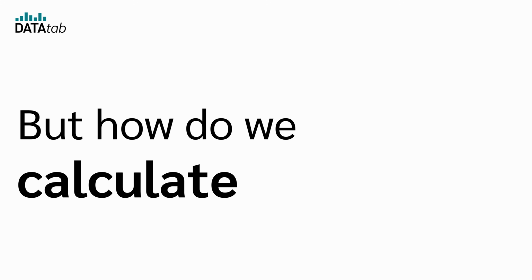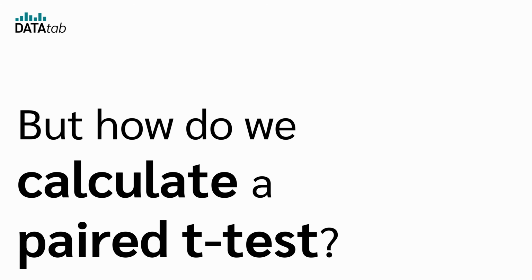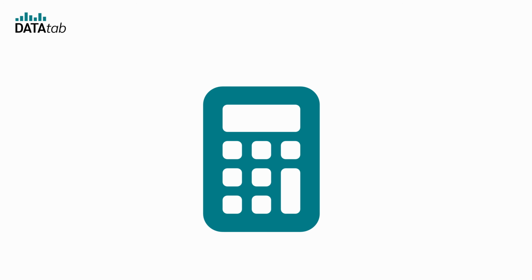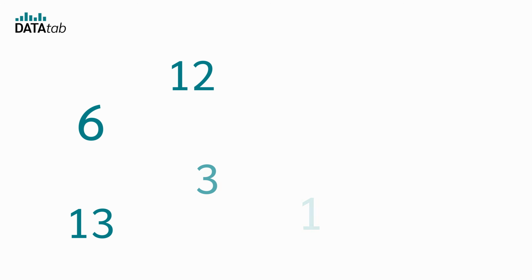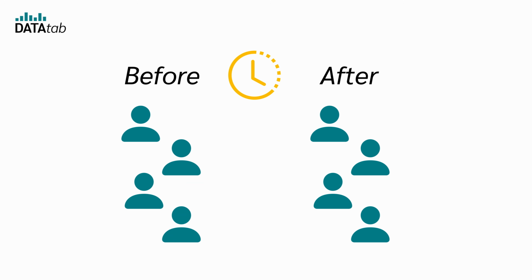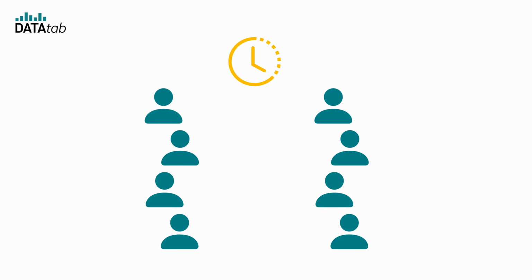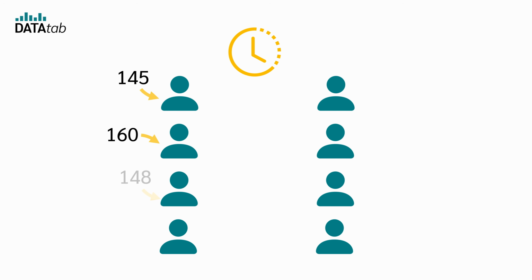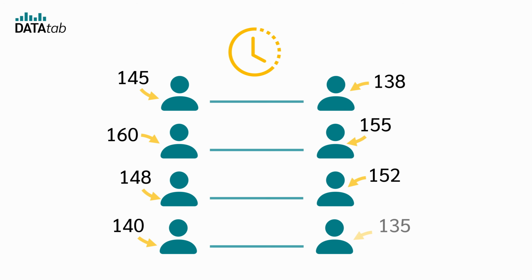Okay, but how do we calculate a paired t-test? To calculate a paired t-test, of course, we first need some data. In our case, we get this data from participants who take part in our study. For these participants, we simply measure blood pressure once before taking the medication and once after taking it. So for each patient, we have one value before the treatment and another value after the treatment.